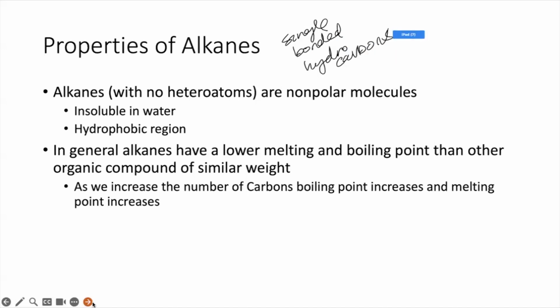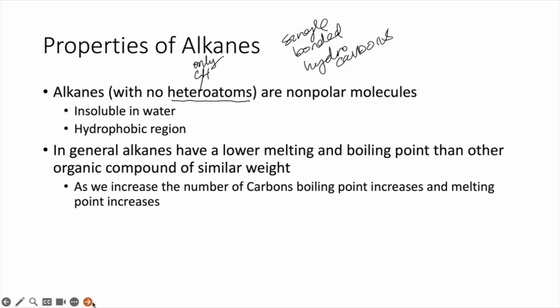All right. So there's no heteroatoms, meaning there's only carbon and hydrogen. Heteroatoms are anything that are not carbon and hydrogen, and they're nonpolar molecules. So this makes them insoluble in water and makes them hydrophobic, insoluble in water, basically, another way of saying that. In general, alkanes have low melting points, lower than any other compound.